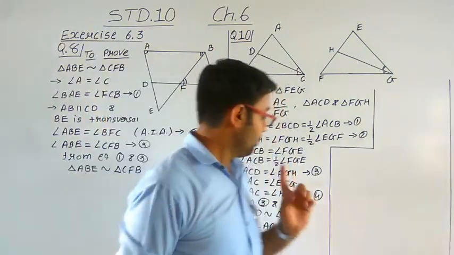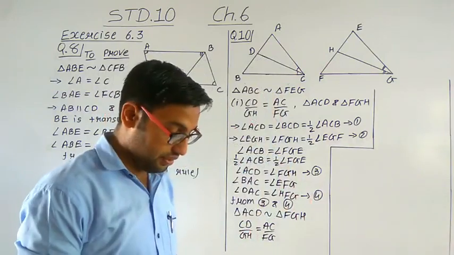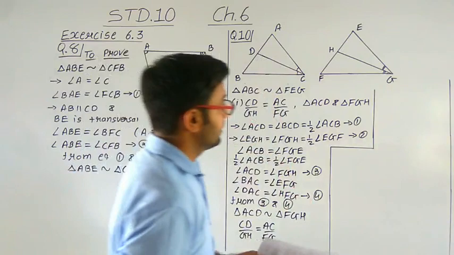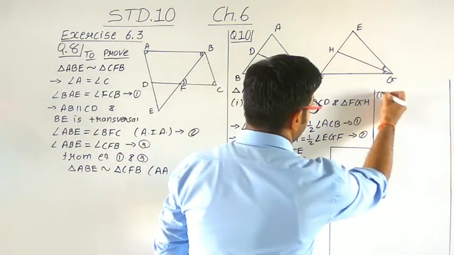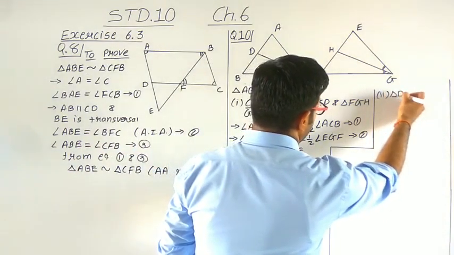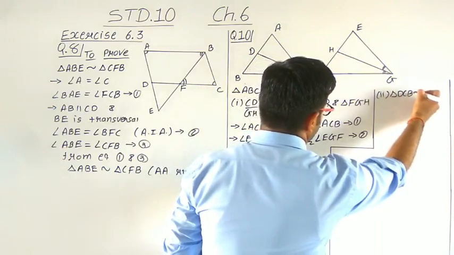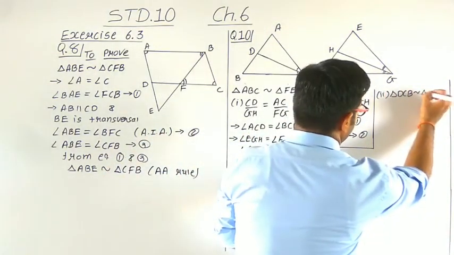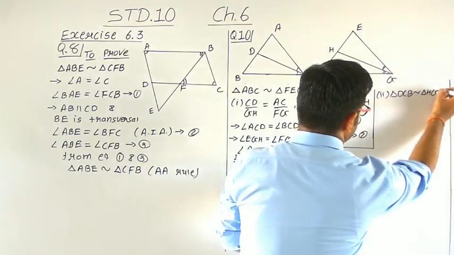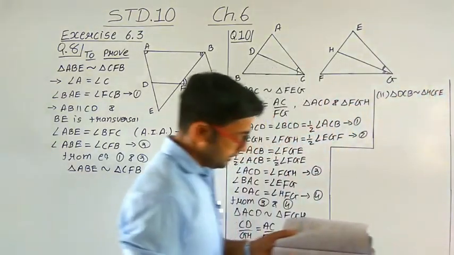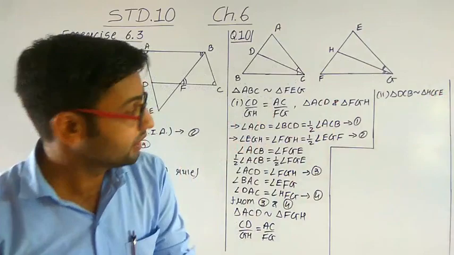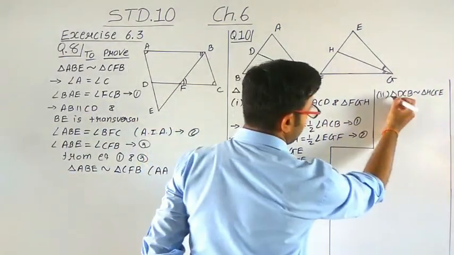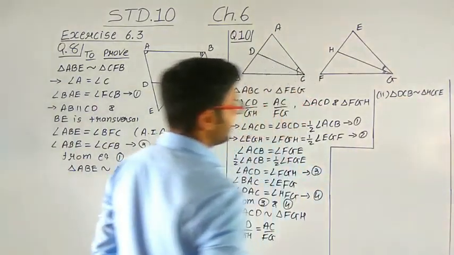Okay, so the second thing that we have to prove here is that triangle BCD is similar to triangle HGE. Triangle HGE. Right? So see, which two angles, or which three angles, can we prove are equal in these two triangles? One is angle BCD.